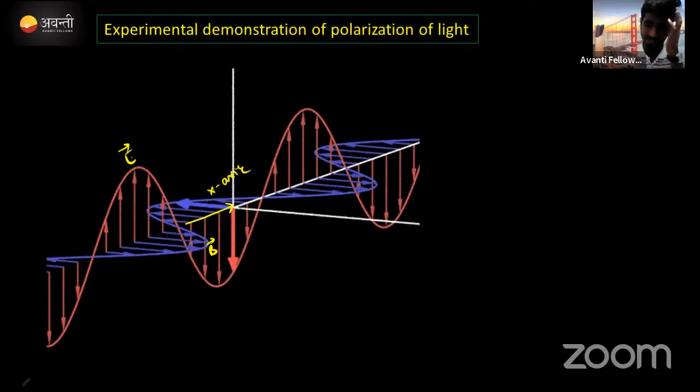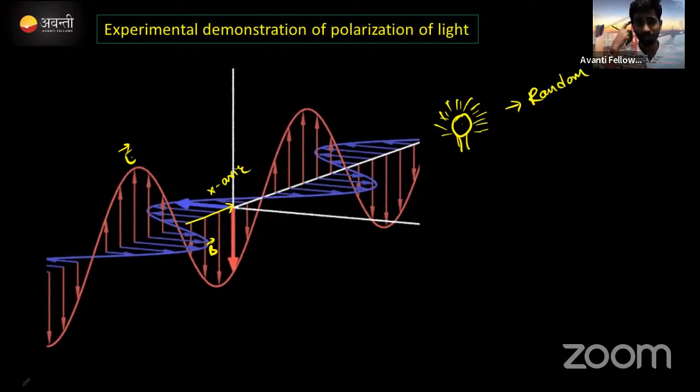If you consider this as a source, a plenty number of electric as well as magnetic fields will be emitted from it. All these light waves having electric and magnetic fields are in random orientation. That's why we call these waves unpolarized light waves.